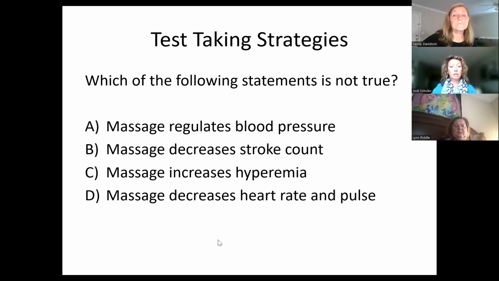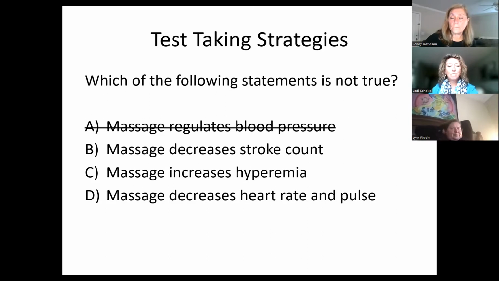Yes, let's see what we got here. Good, okay. So Charlotte is saying that A and C are correct. Let's take a peek here. We know that massage regulates blood pressure, and we know massage increases hyperemia, because remember we just went over what hyperemia is. So A and C are out. What is the false statement? If your fingers are free, you can put it in the chat. I'm seeing some answers come in. Thank you, thank you, thank you. Yes. Oh, I guess the A and D were out. Okay.